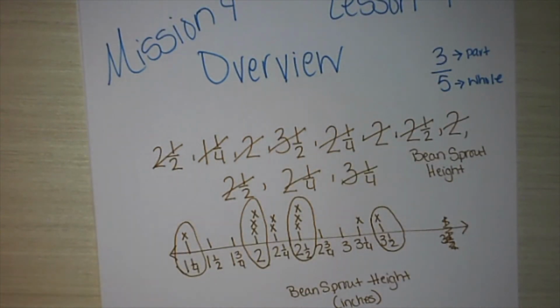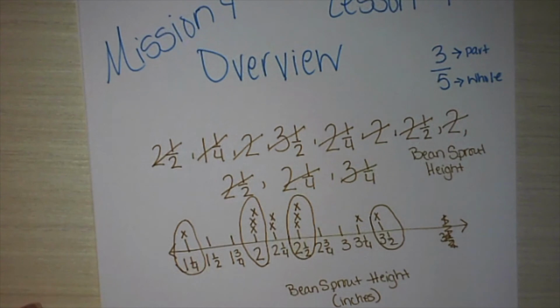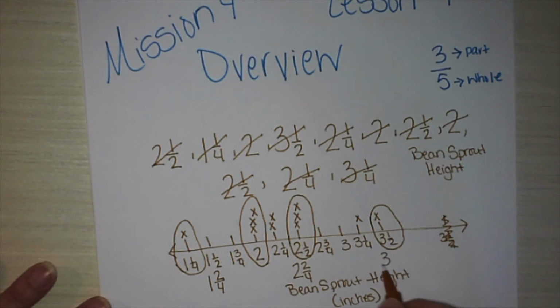So for line plots, I also need to know equivalent fractions because all of my fractions, most of them I should say, have a 4 as the denominator. So if I wanted to make this a 4, I would say 1 2/4. This would be 2 2/4, and this would be 3 2/4 because 2/4 is equivalent to 1/2.